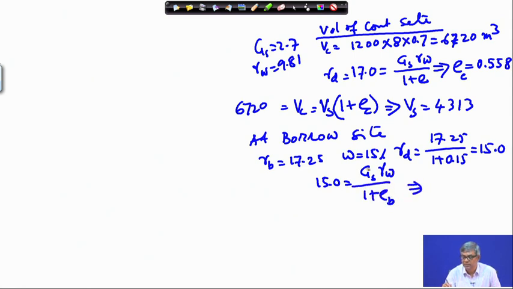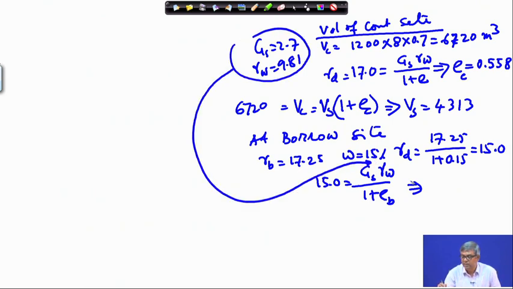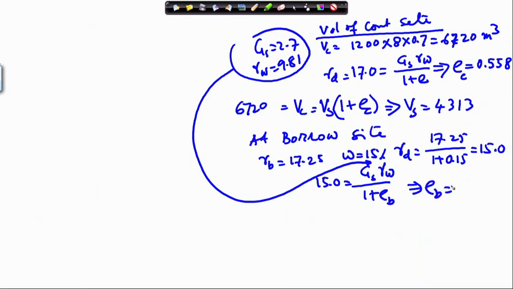From here, if I take the same Gs, then this gives you e_B equal to 0.766, and once you get e_B, then I can get V_B, the volume at the borrow pit, that is Vs into 1 plus e_B, and Vs would be the same, the same amount of solid should be transferred to the soil.